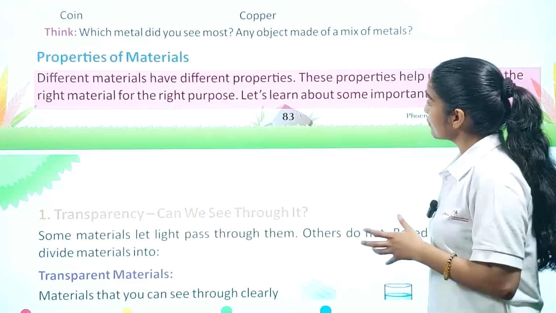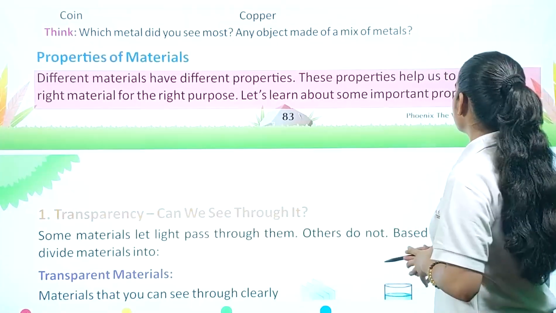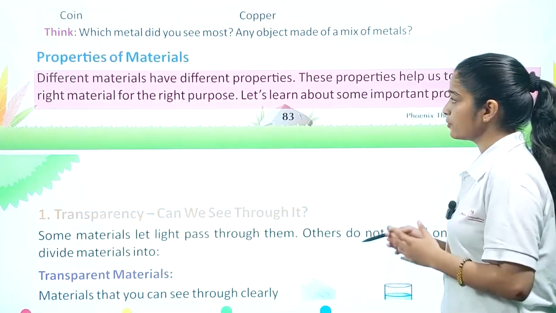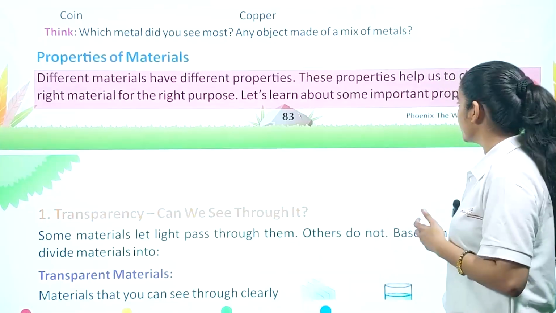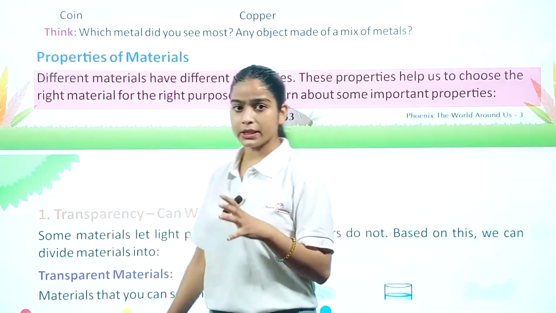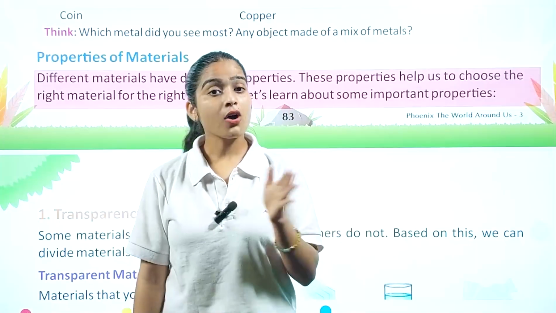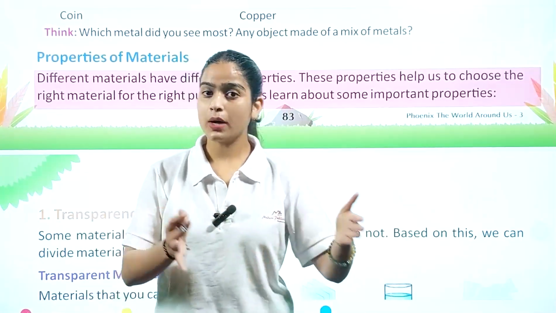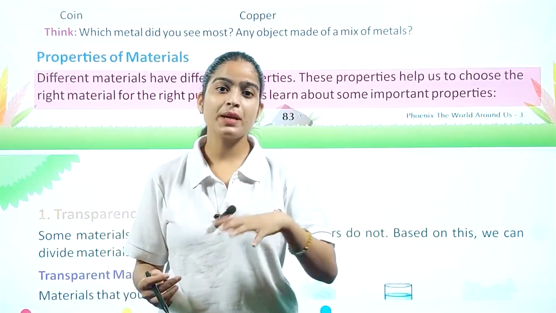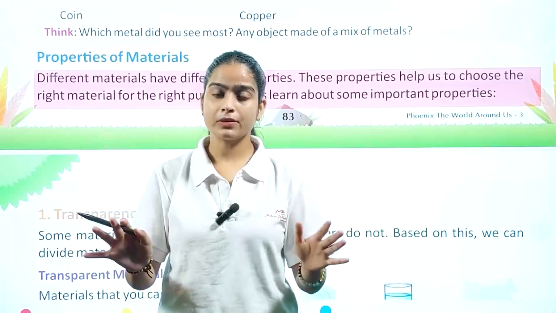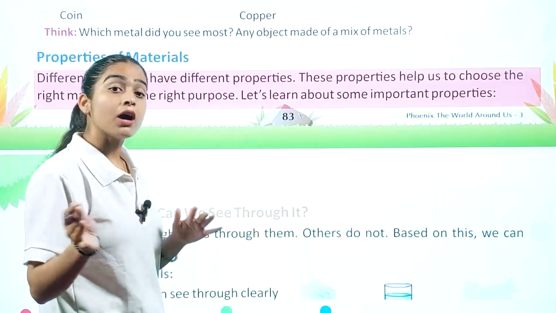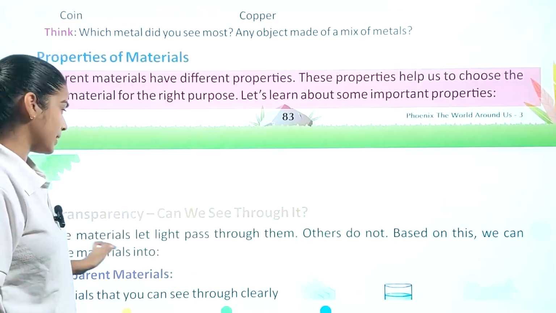Different materials have different properties. These properties help us to choose the right material for the right purpose. Let's learn about some important properties. We already discussed the uses of each type of material. Now, according to our situation and our need, we choose a raw material to make something which is present in our surroundings, right? So how do we choose them? According to our needs, as simple as that.